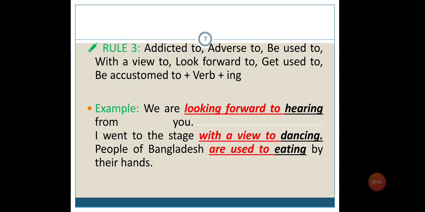Example: we are looking forward to hearing from you. I went to the stage with a view to dancing. People of Bangladesh are used to eating by their hands. Here after looking forward to, with a view to, and are used to, we have added ing with the given verb.